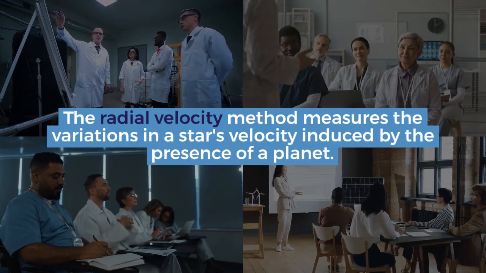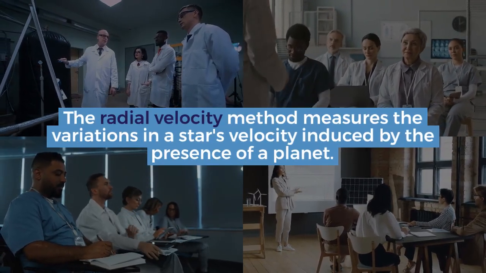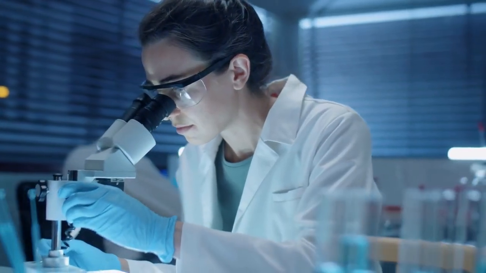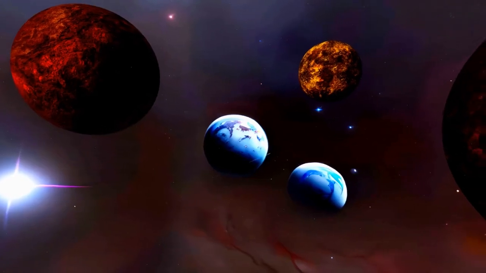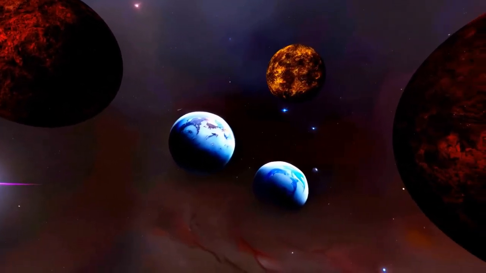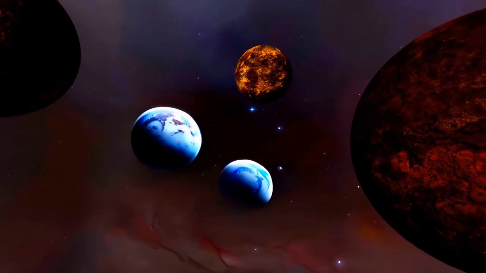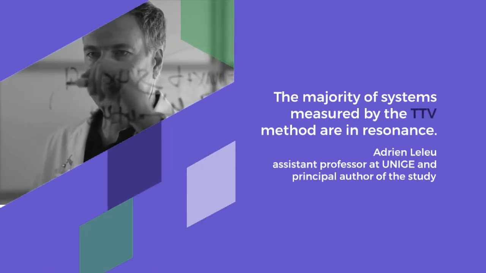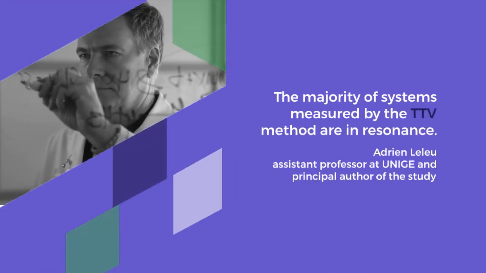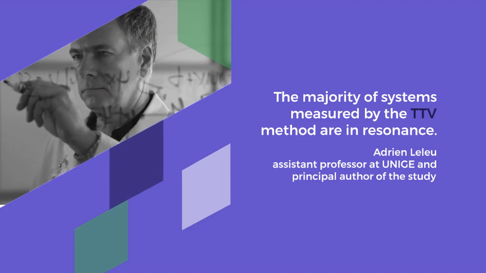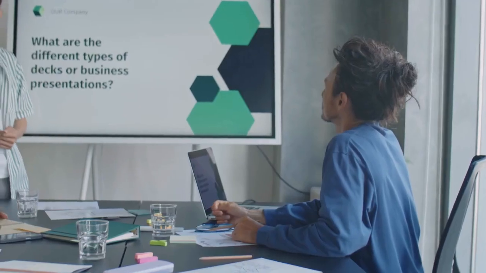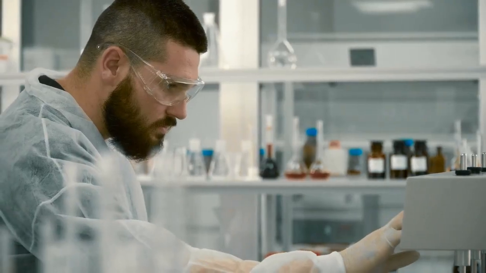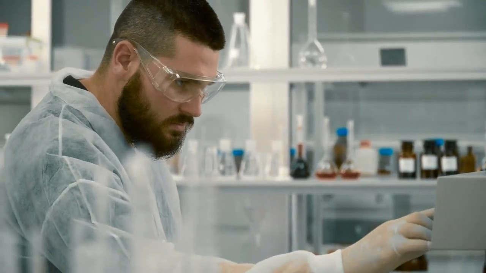On the other hand, the radial velocity method measures the variations in a star's velocity induced by the presence of a planet. These two methods have historically produced different density results for sub-Neptunes. The international team, led by scientists from NCCR PlanetS, UNIGE, and UNIBE, sought to eliminate any potential biases in their data. The majority of systems measured by the TTV method are in resonance, explained Adrien Leleu, assistant professor at UNIGE and principal author of the study. Resonance occurs when the ratio between the orbital periods of two planets is a rational number. For example, one planet might complete 2 orbits for every 1 orbit of another planet.